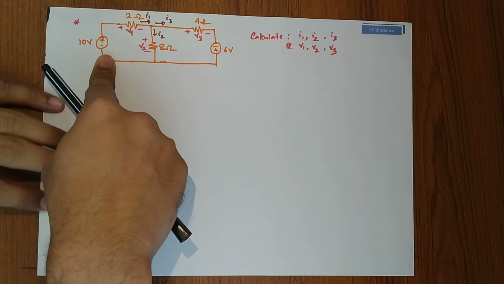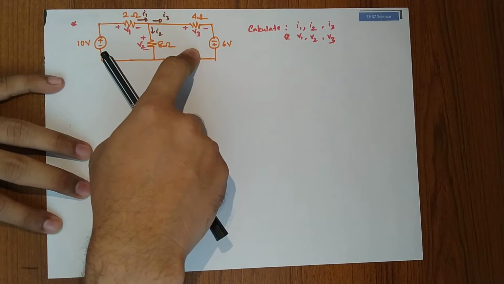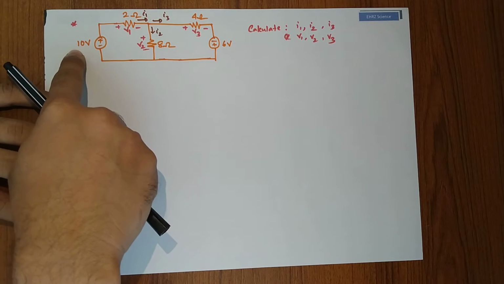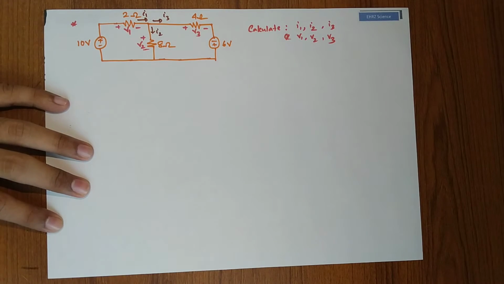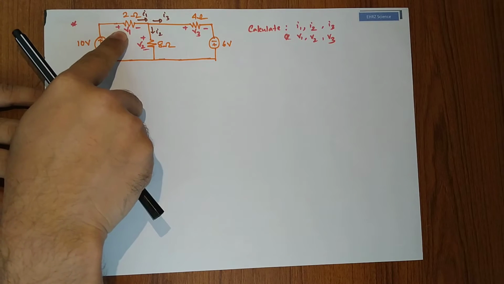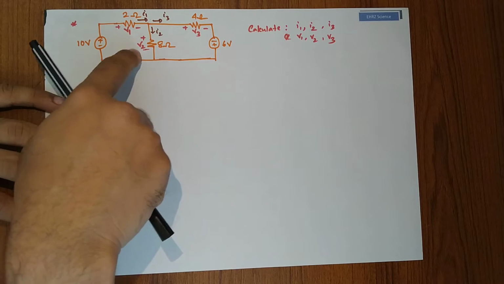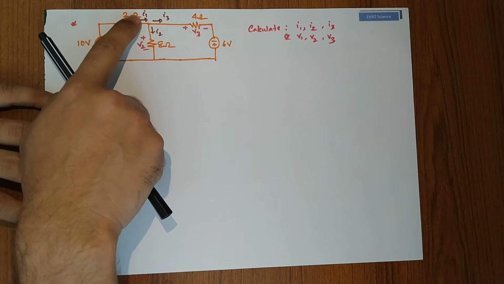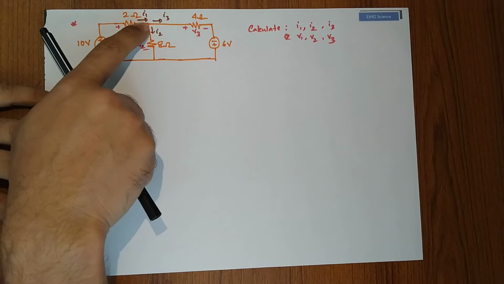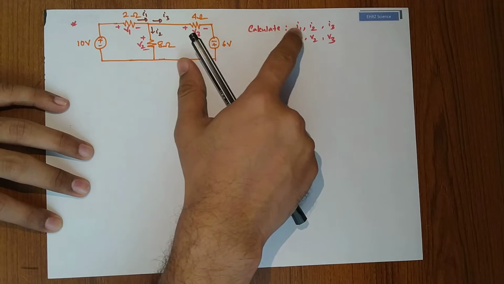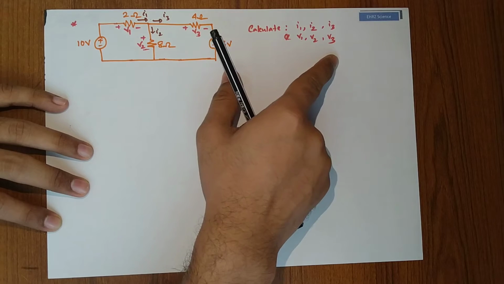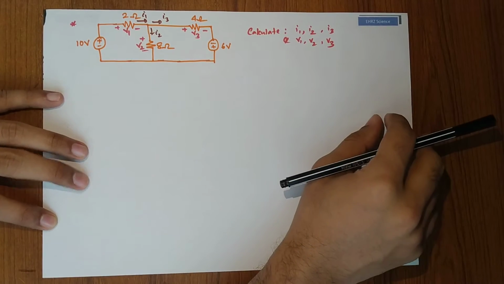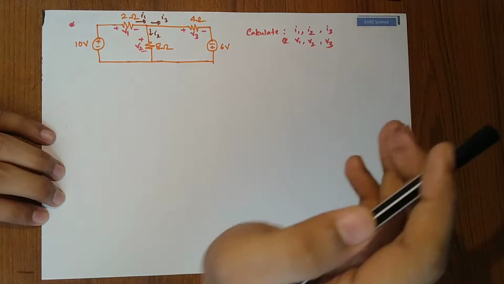In this circuit, you see there are two closed loops. We have a 2 ohm resistor, 8 ohm resistor, and 4 ohm resistor. This is a 10 volt source, this is a 6 volt source, and the voltage drop across the 2 ohm is V1, across the 8 ohm is V2, and across the 4 ohm is V3. The currents are I1, I3 and I2 at this node, and you have to calculate I1, I2, I3 and V1, V2 and V3, basically all the node voltages and all the branch currents. Now let us solve this problem.